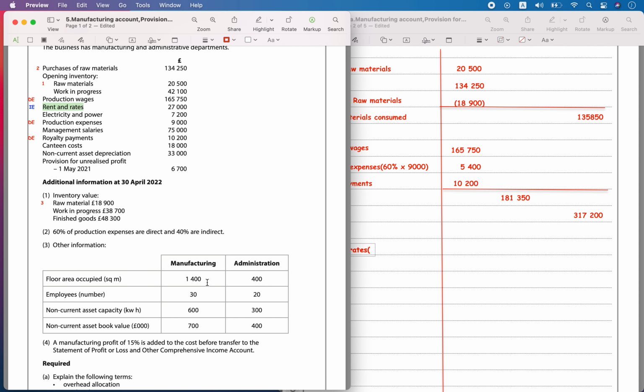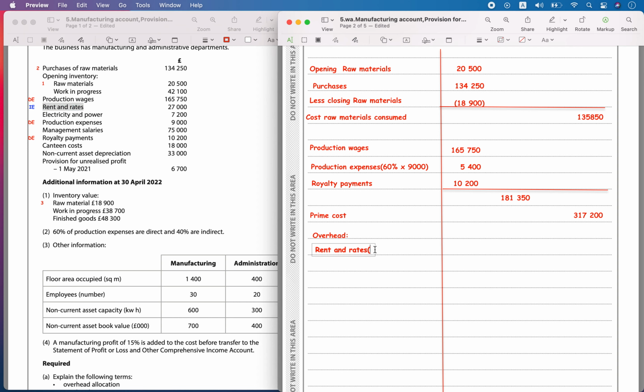It is going to be shared on the basis of floor area. 1,400 divided by the total of this area, 1,400 alone is going to be with the manufacturing. So 1,400 divided by 1,400 plus 400, that is 1,800, times 27,000.